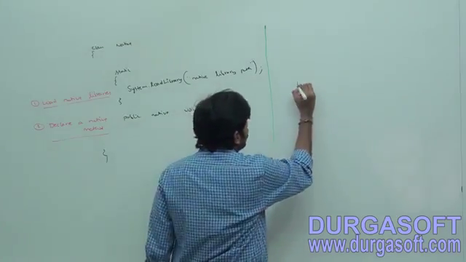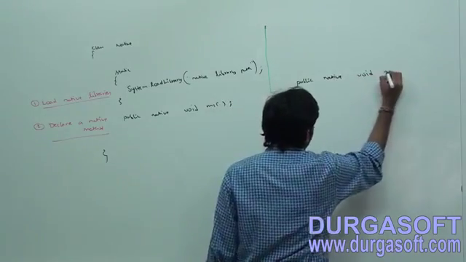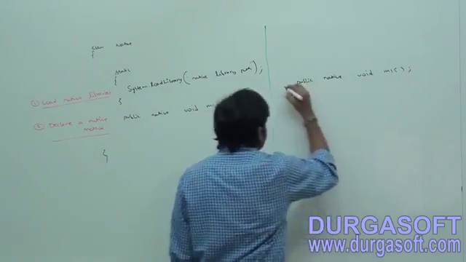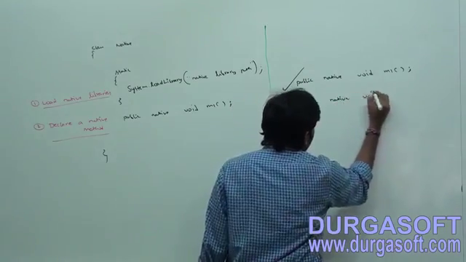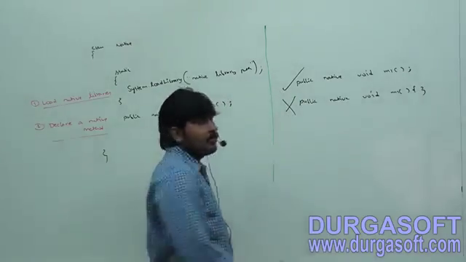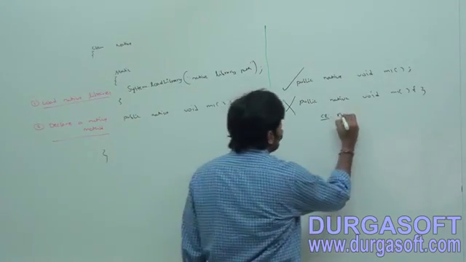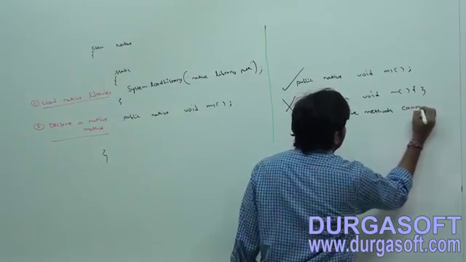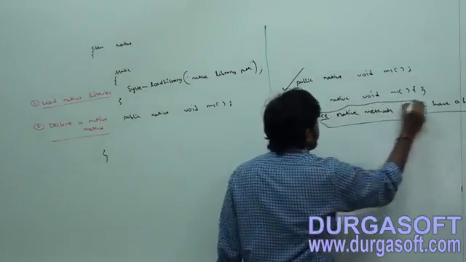Like, sir, here public native void m1. Is public native void m1 valid or not? Valid. Suppose I take public native void m1 with curly braces open and close, it is invalid, and by default we are going to get a compile time error saying native methods cannot have a body.